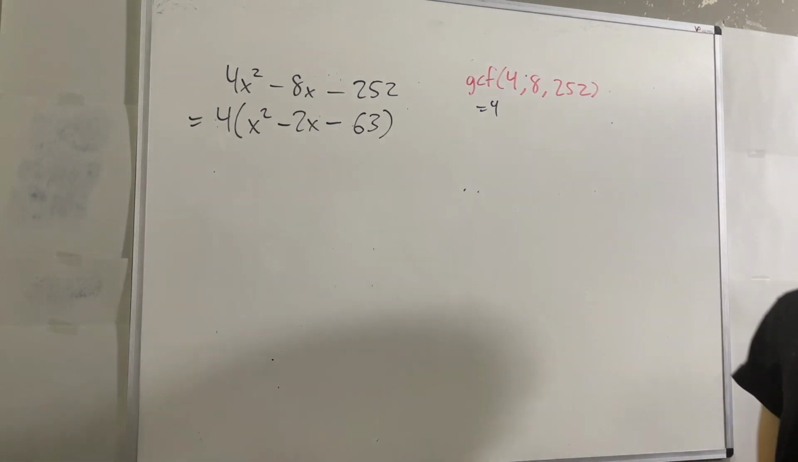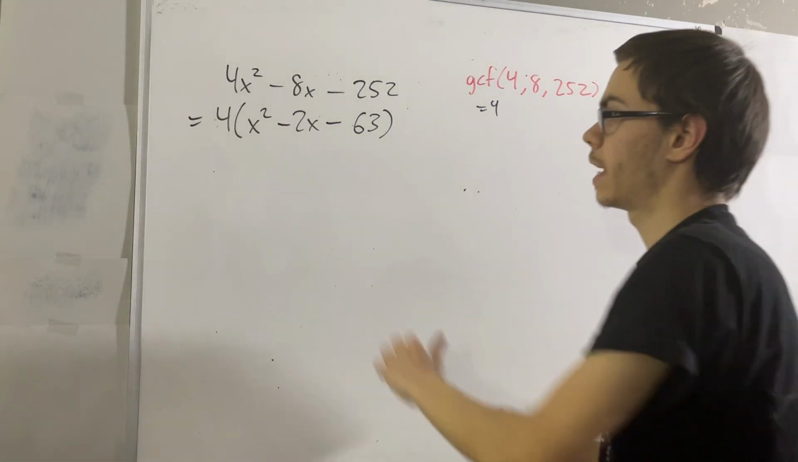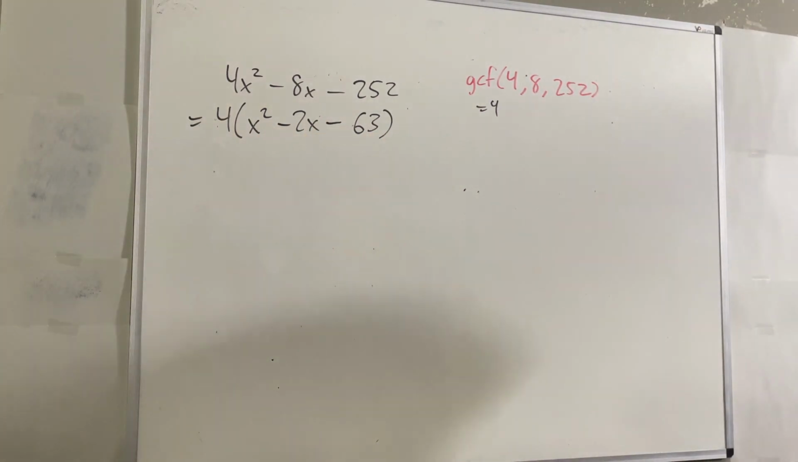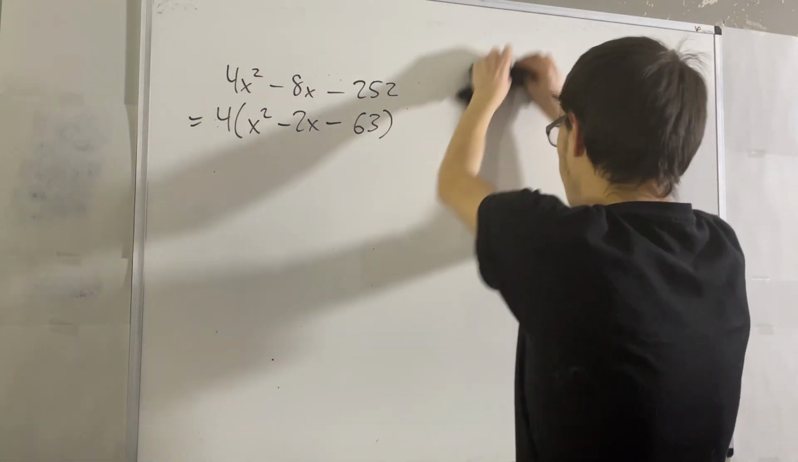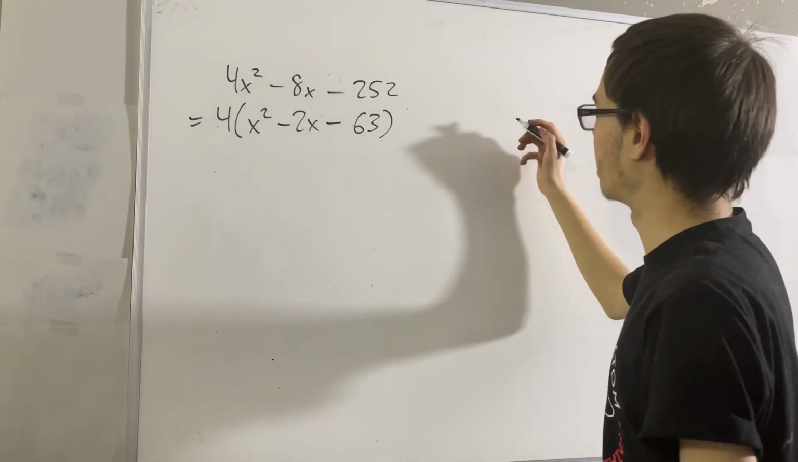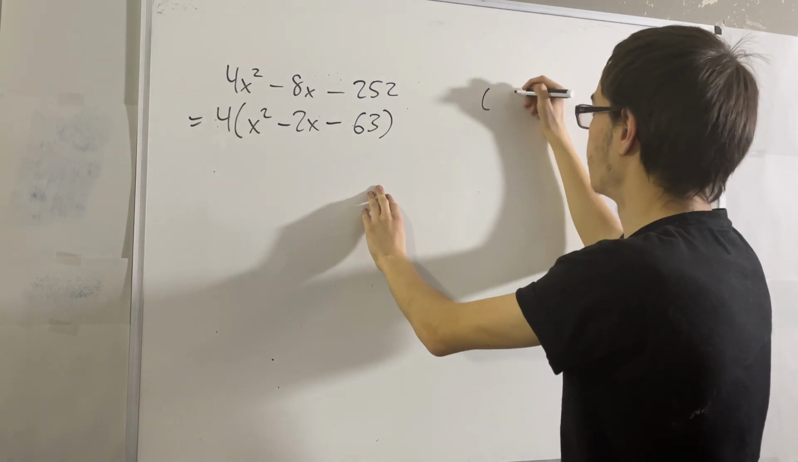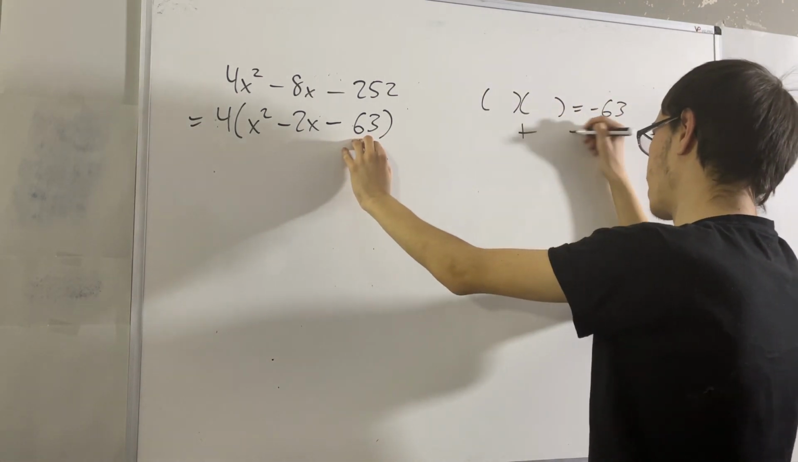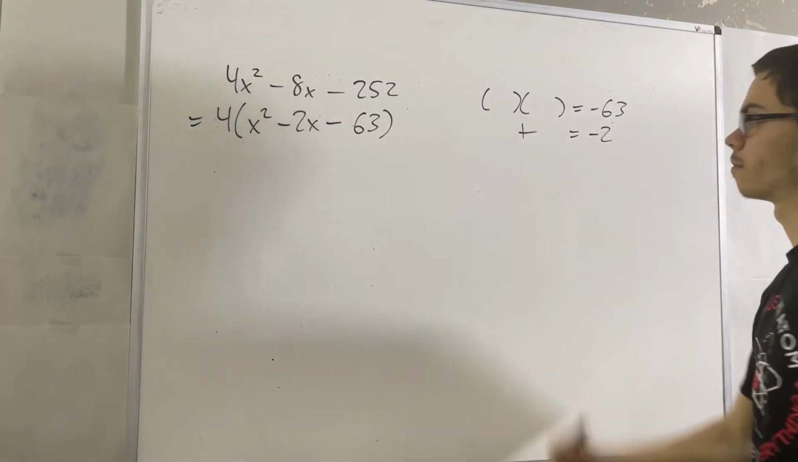And so now that we have done that, now we have something in the form of x squared plus bx plus c. So we have to see if we can factor that now. And just like we've been doing, right, it eventually becomes automatic the more you do it, right? You're thinking of two numbers that multiply to make negative 63, and at the same time add to make negative 2.